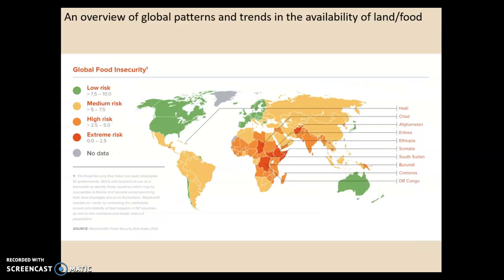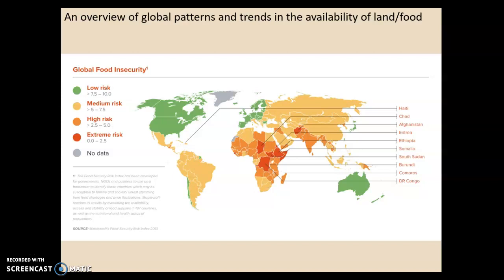Okay, so we can see here, this is a little global map of food insecurity. Probably no surprises here. Low risk areas: North America, Europe and Australasia, Japan as well, and some parts of South America. South America and sort of Western Europe and some of Asia is medium risk, and then our very high risk areas are in Africa, the Middle East, and Afghanistan is one of the big ones there as well.